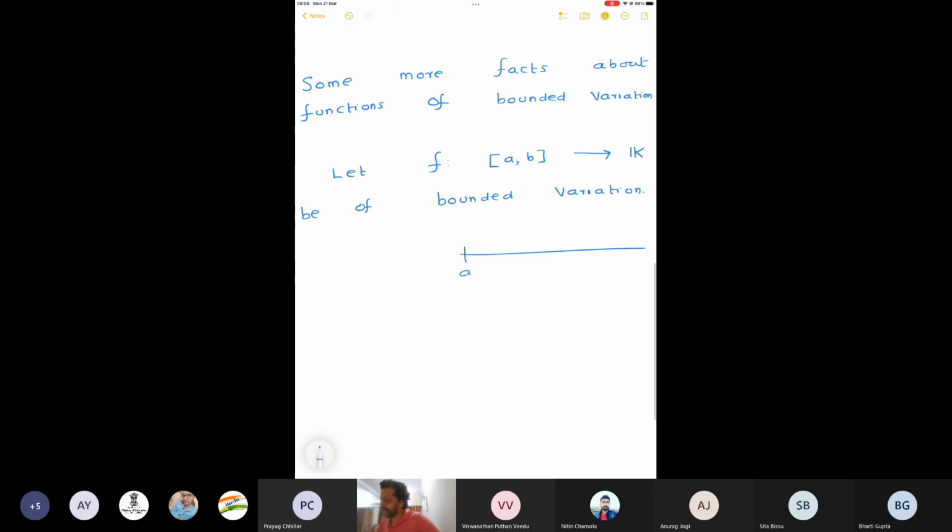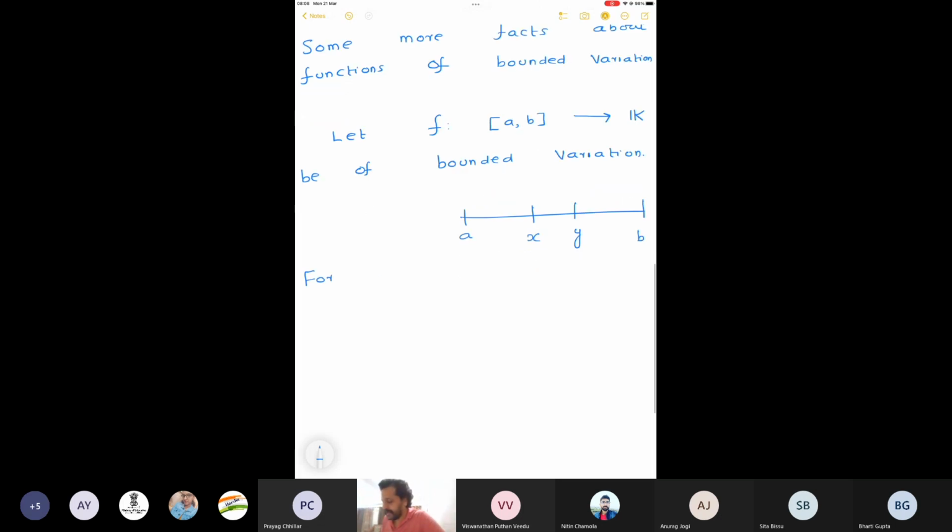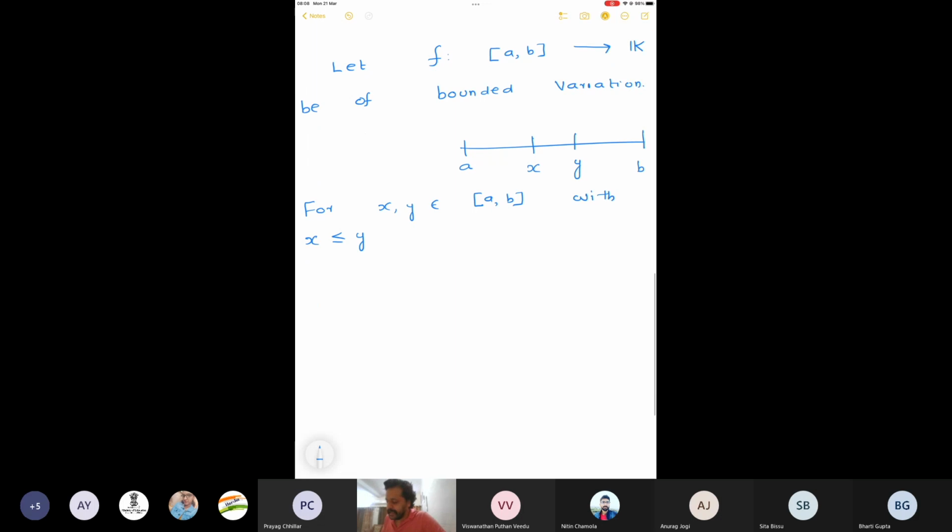Let us look at points, arbitrary but fixed for the time being, namely x and y. For x, y in the interval AB with x less than or equal to y, as indicated in the picture, let us look at the variation of f not on the whole interval AB but on the closed interval xy.